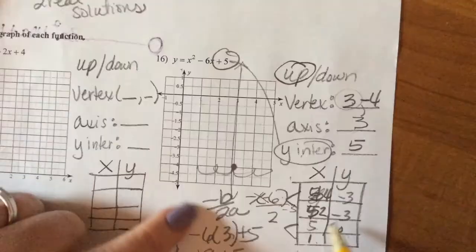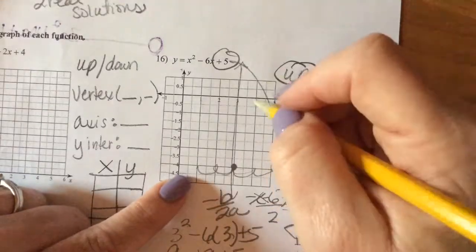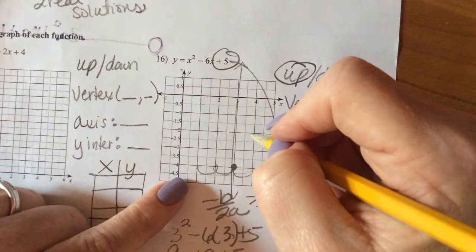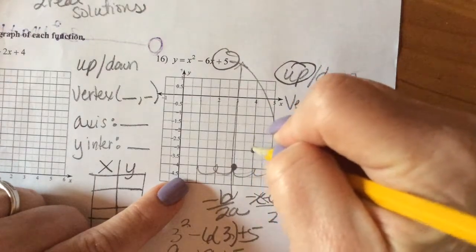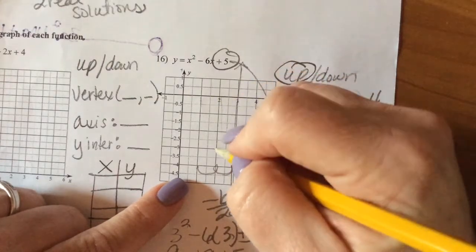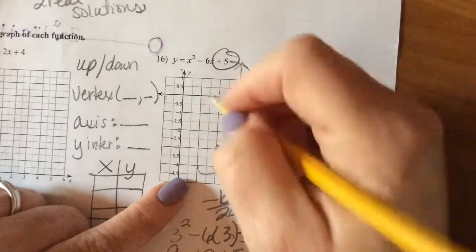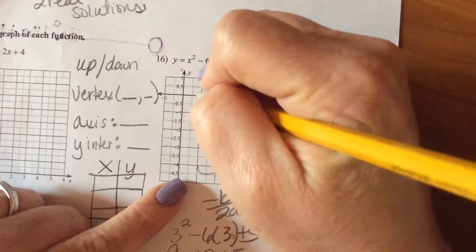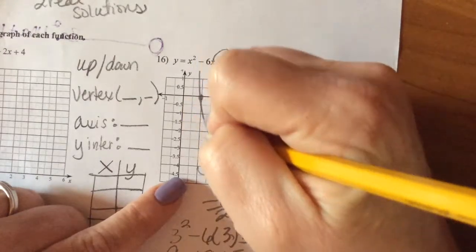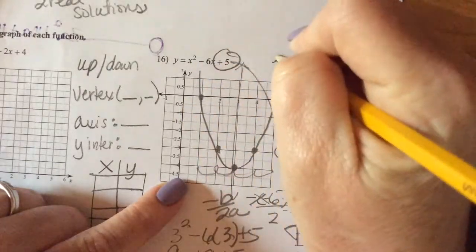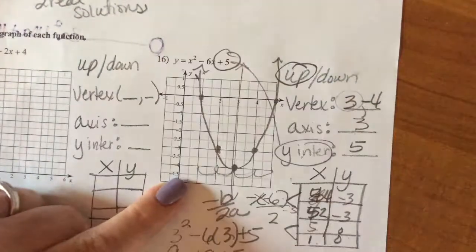Okay. So now go ahead and graph. We go 4, negative 3, 2, negative 3, 5 and 0, 1 and 0. Then draw your parabola. Remember, they have to go out like this. All right?